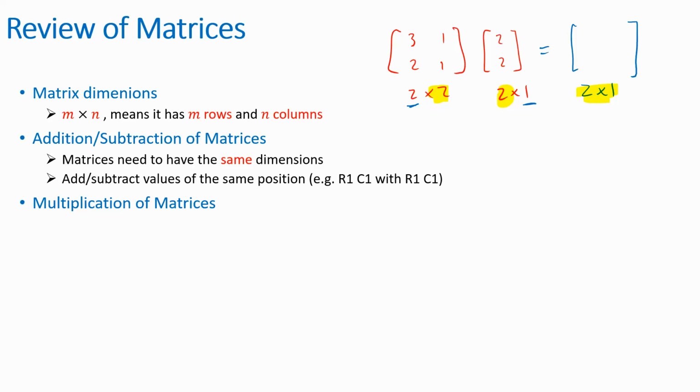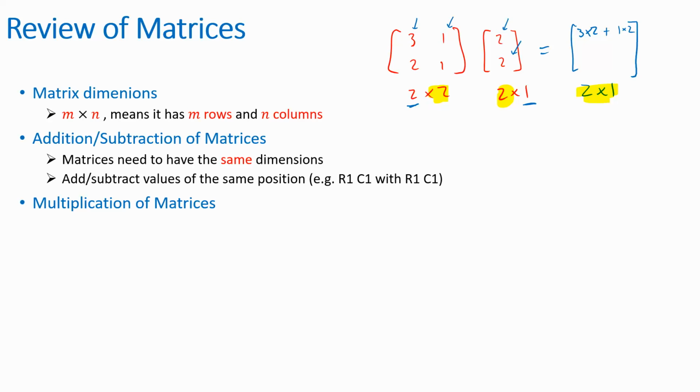Anyone know? Mazen? Times the top left number. 2 by 2. Yep, so it'll be 3 times the top 2. 3 times 2 plus 1 times 2. Good. Now, what you're actually doing is you're doing row by column.